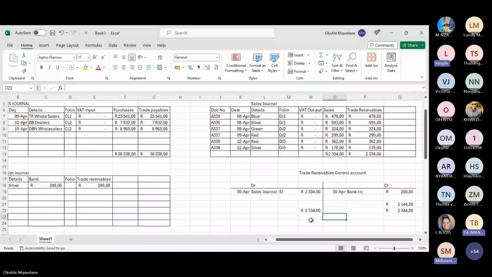It's carried down, because we have to take the 2,334 and subtract it from the 200 rand to get the carry down balance. It's carried down on the credit side, and then the brought down will be on the other side. Brought down.